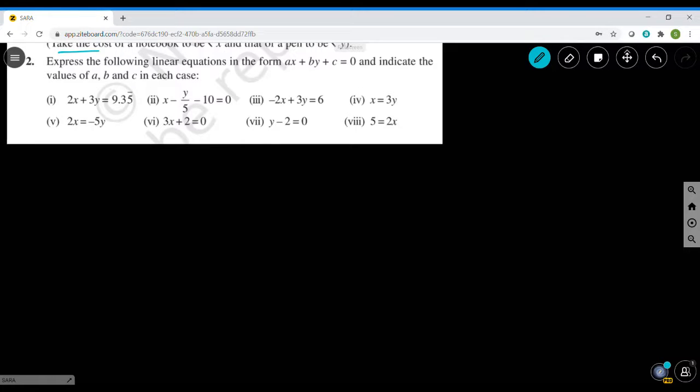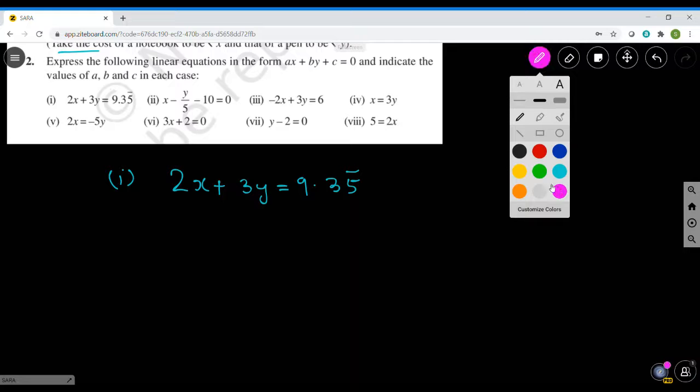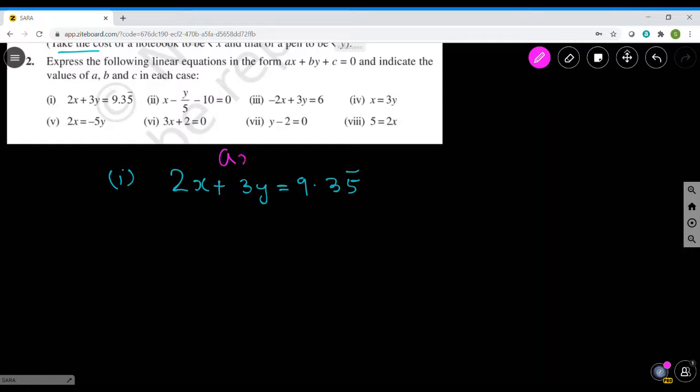So first, we can do the first one: 2x plus 3y is equal to 9.35 bar. First, all of you know that our general form is ax plus by plus c equal to 0. So we have to make this, we want to transpose the 9.35 to the LHS. So plus becomes minus: 2x plus 3y minus 9.35 equal to 0. That's the first answer.